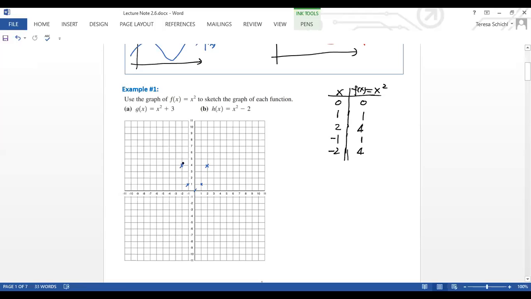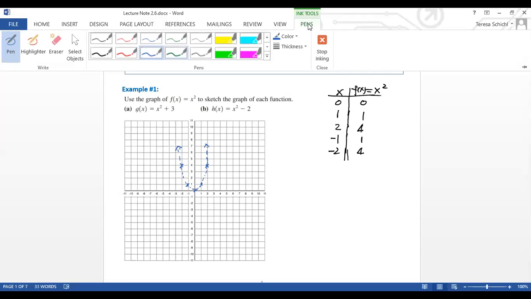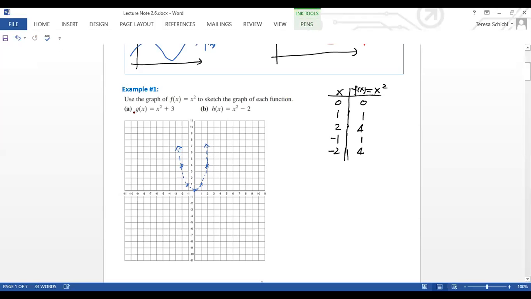The way I would like you to draw this, when you do the parent function, is with dotted lines, because this is not the final function I want. This dotted line is what my parent function looks like. Now let's take a look here. I'm going to use red for g of x equals x squared plus 3.